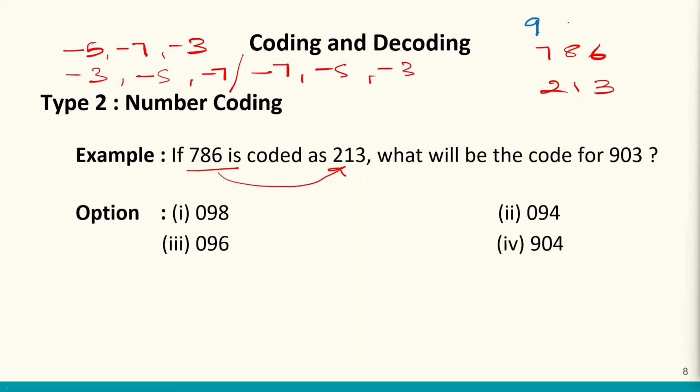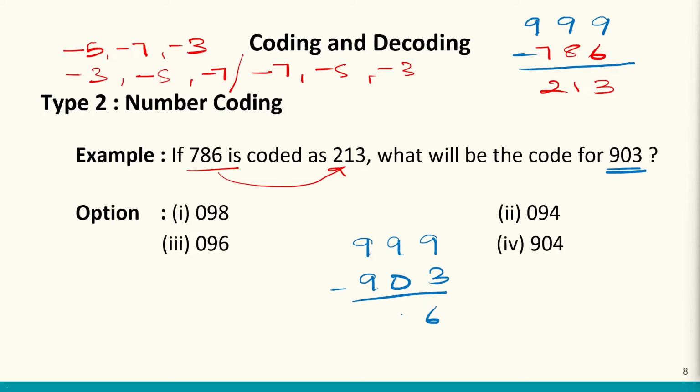I can see that if I write 999 over here and subtract, I'll get 2, 1, and 3. That means each of these numbers is being subtracted from 9. So let us do the same thing with 903. If I subtract 903 from 999, I'll get 6, 9, and 0, which will be option number 3. So option number 3 will be my answer for this question. This is number coding. Each number is being coded in a certain way and we have to find out the pattern.